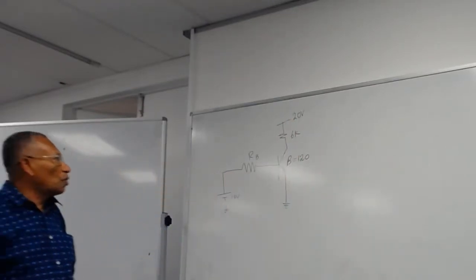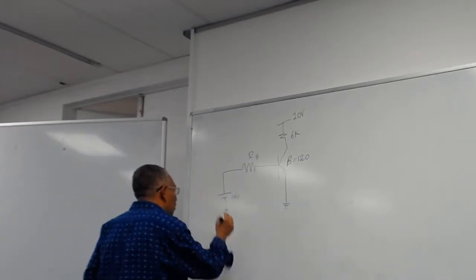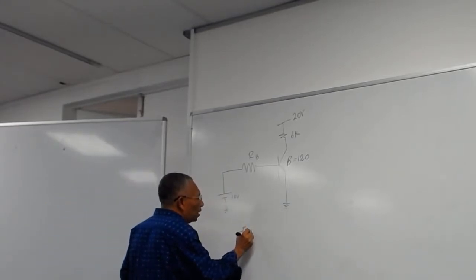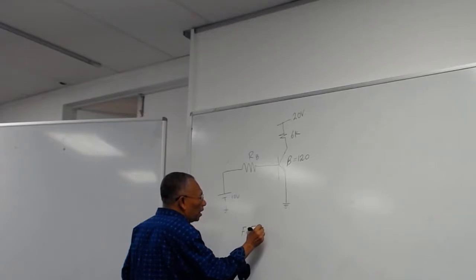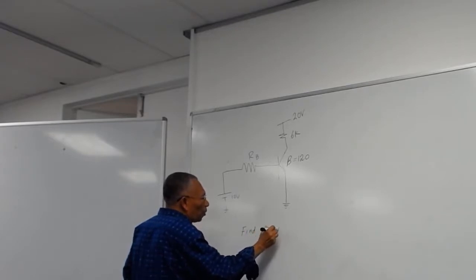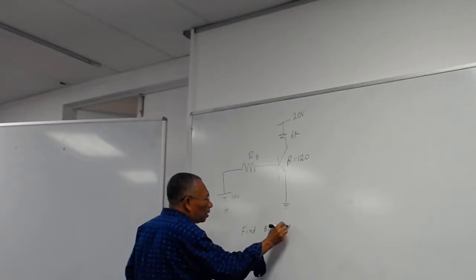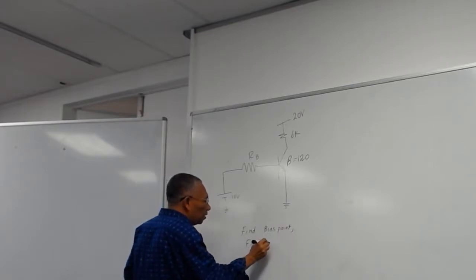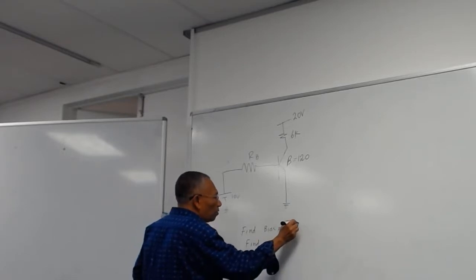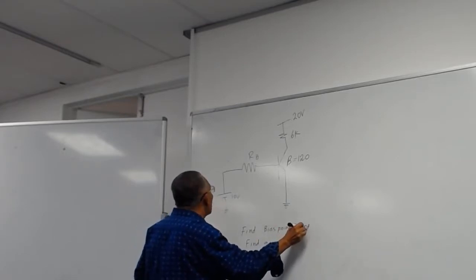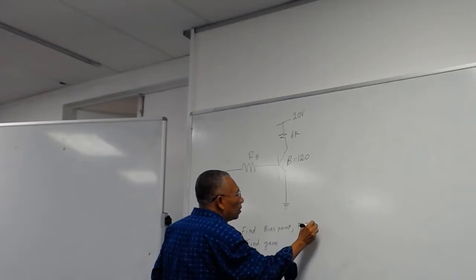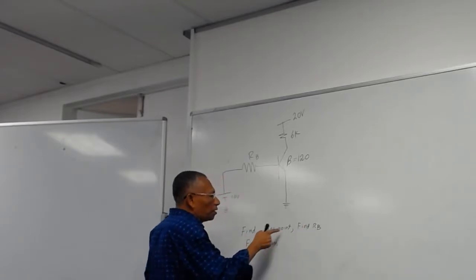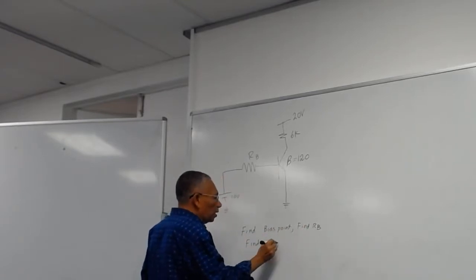Okay. So for this, find everything. Find the bias point, find gain, okay. Find RB. Find bias point, find RB, find gain, find all of this.